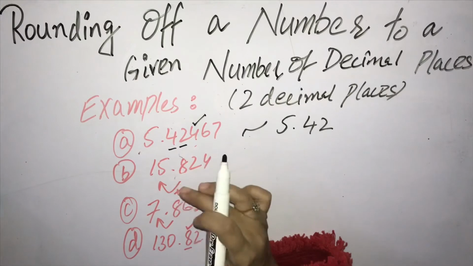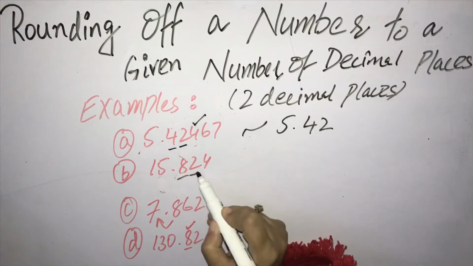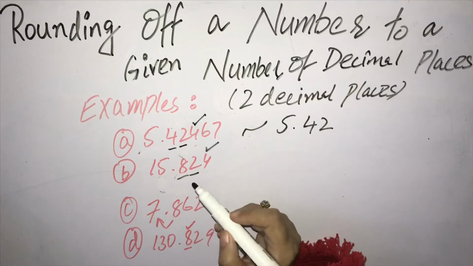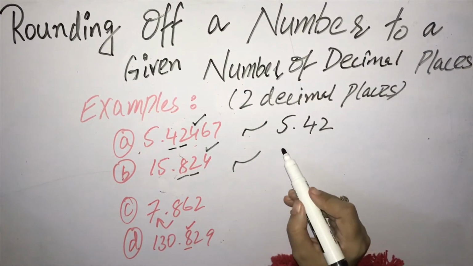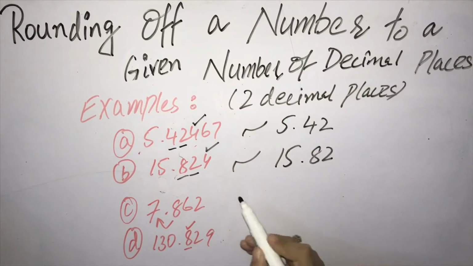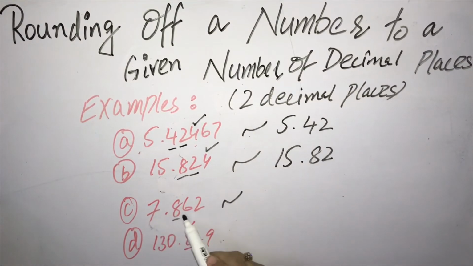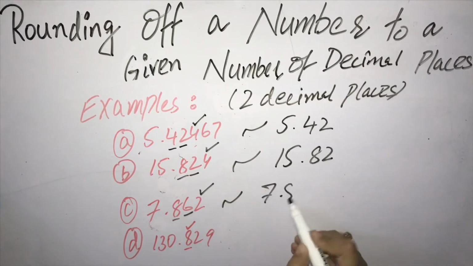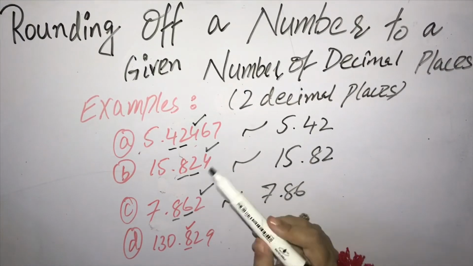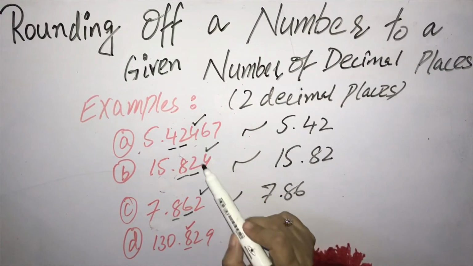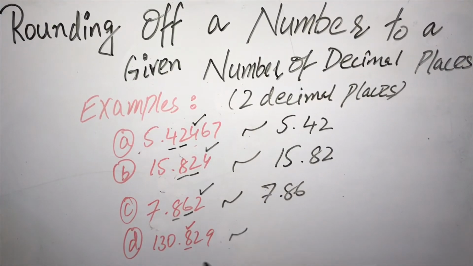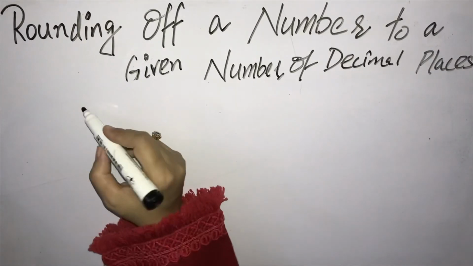In this case, these are the 2 decimal numbers, 2 numbers after decimal. So you will check 4 and your answer will be 15.82. Here, these 2 numbers selected, your answer will be 7.86. All these three are not changed because the third number was less than 5. But here, when we shall take 2 numbers after decimal, the third number is more than 5, your answer will be 130.83. Few more examples.